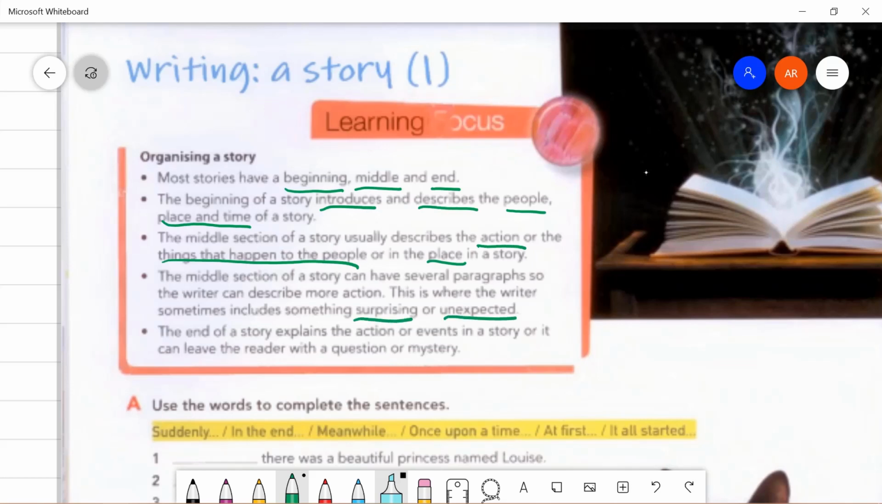All right. The end of a story explains the action or events in a story, or it can leave the reader with a question or mystery. So, meaning that you don't necessarily have to end the story, but you can leave the reader to make their own conclusion, to make up their own ending, to guess what the ending could be, right?